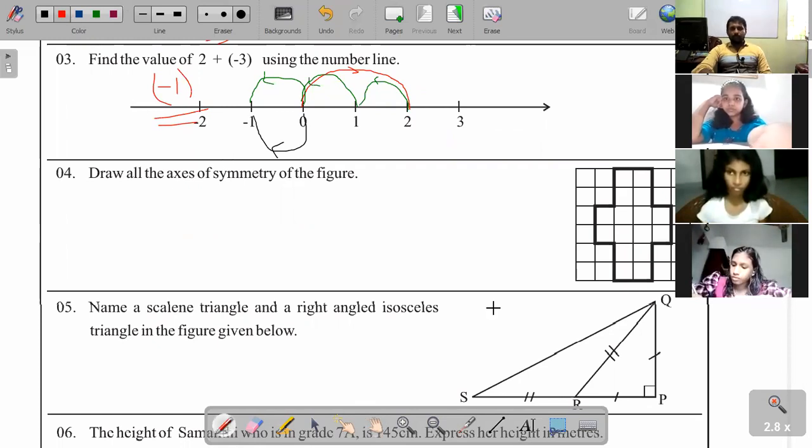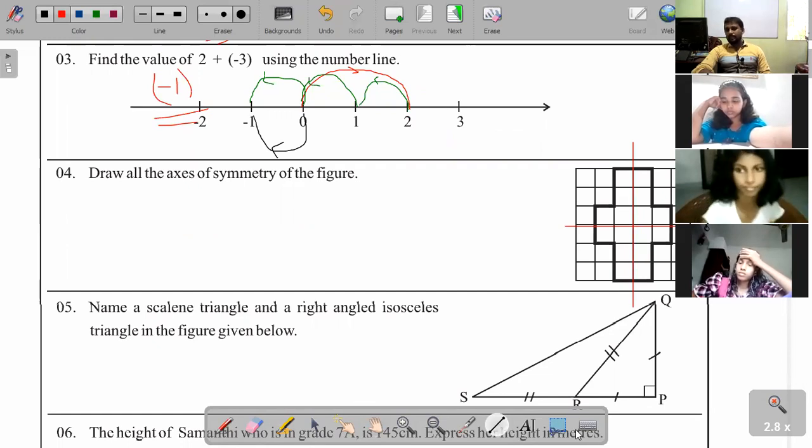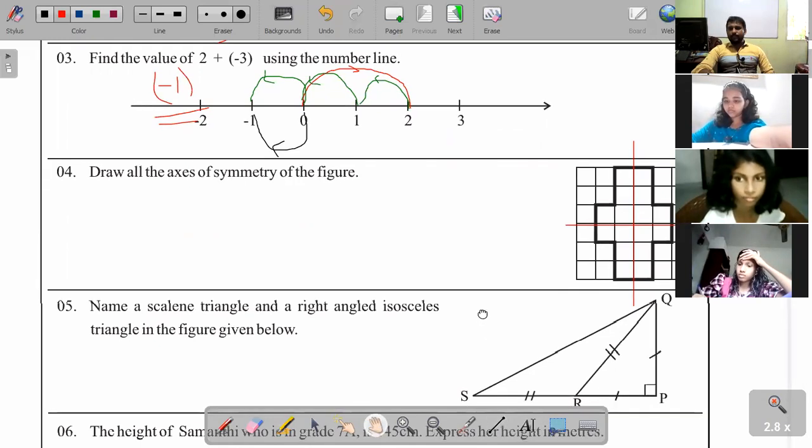I will draw using the red color. That's the one symmetrical axis, okay? That's the one. And the next one. There are 2 symmetrical axes you can draw. Right. Then I am going to the next question.